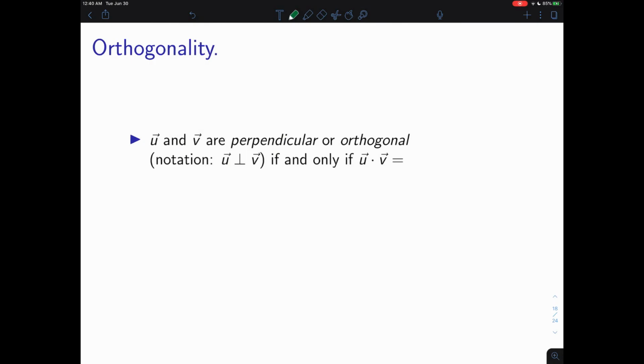Okay, so let's talk about perpendicular and orthogonal. Two vectors are called perpendicular or orthogonal, and the notation is that symbol like that, if and only if u dot v is, okay, do you know the answer? 0. If and only if u dot v is 0.